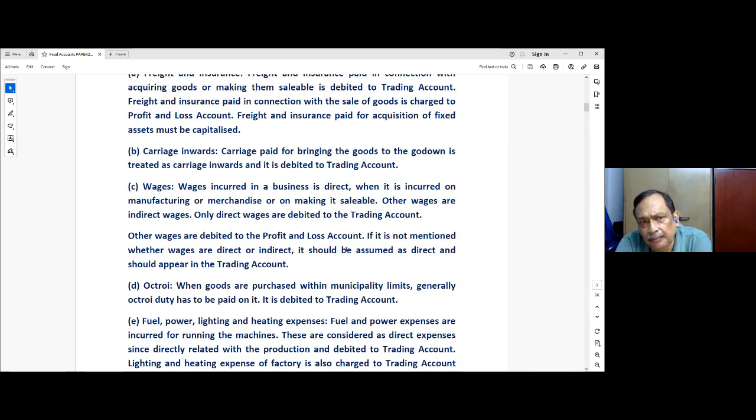Now we are going to have the next item, that is carriage inwards. Carriage paid for bringing the goods to the godown is treated as carriage inwards and it is debited to trading account. Next, we are coming to wages.